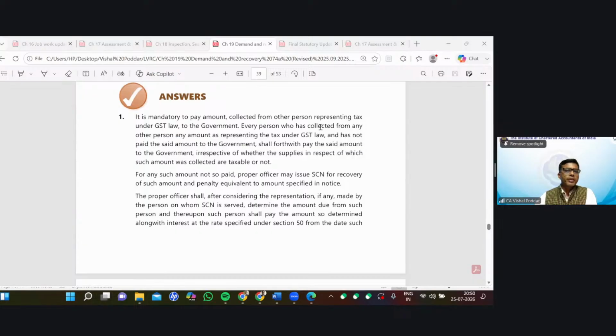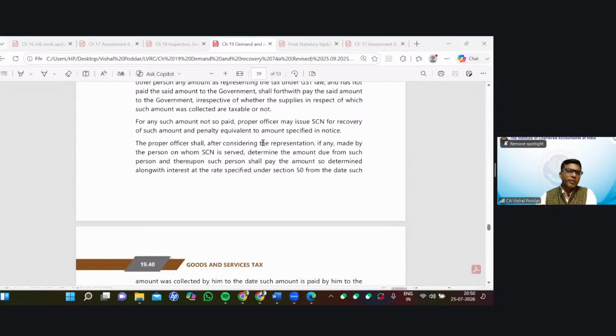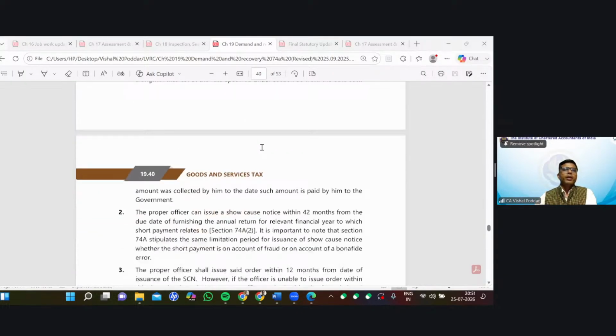As per section 76, every person who has collected from another person an amount representing tax and has not paid it to the government shall immediately pay the amount to the government, irrespective of whether the supplies in respect of which the amount was collected are taxable or not. So even if you feel it is not taxable, no problem. You have collected it as tax, you have to pay it to the government. The proper officer shall, after considering the representations, if any, made by the person on whom show cause is served, determine the amount due from such person, and thereupon such person shall pay the amount so determined along with interest at the rate specified.